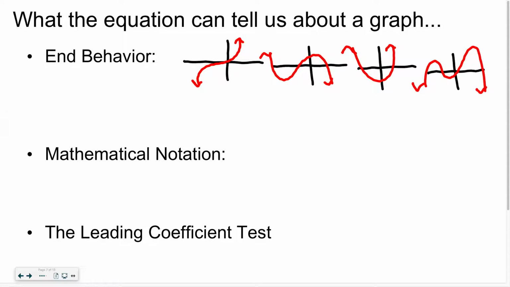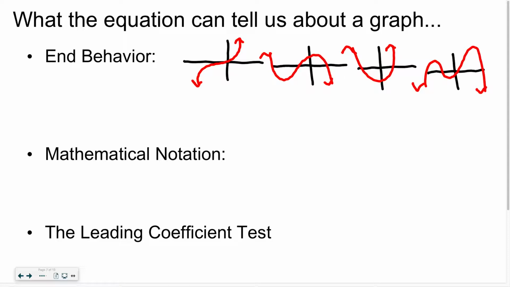Polynomials are curvy shapes. And when we talk about end behavior, we're talking about what the different sides of the graph are doing. Okay, so you have ends. You've got a right end and you have a left end. I like to think about the ends of my polynomials as my arms on my body, okay?